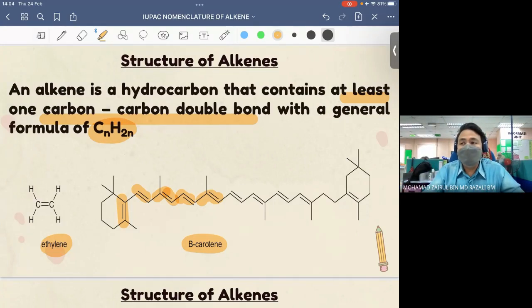Sebab itulah one of the main components dalam sunblock itu adalah kita ada komponen yang ada conjugated system. Tapi dia depend lah, dia akan absorb ataupun reflect light at certain wavelength sahaja.